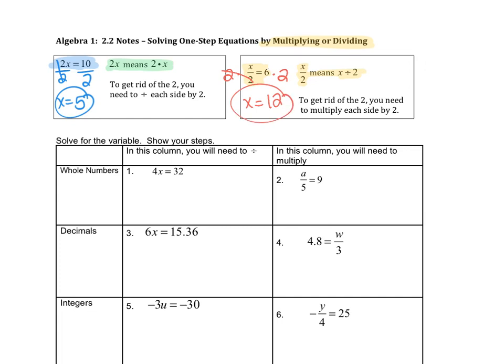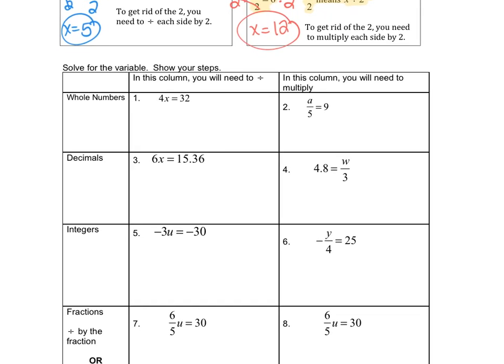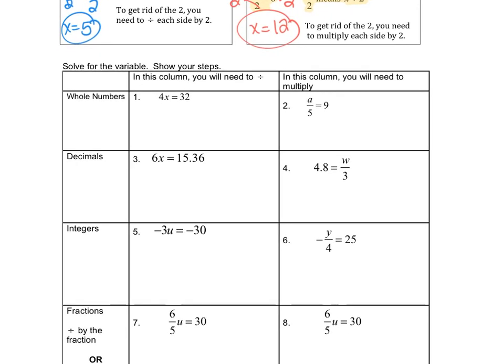So let's look at our examples. First we're going to do it with whole numbers. We're going to solve with whole numbers. And notice that again, they're separated into columns. In this first column, we're going to need to divide. And in this second column, you will need to multiply. Okay? So let's look at the first column.